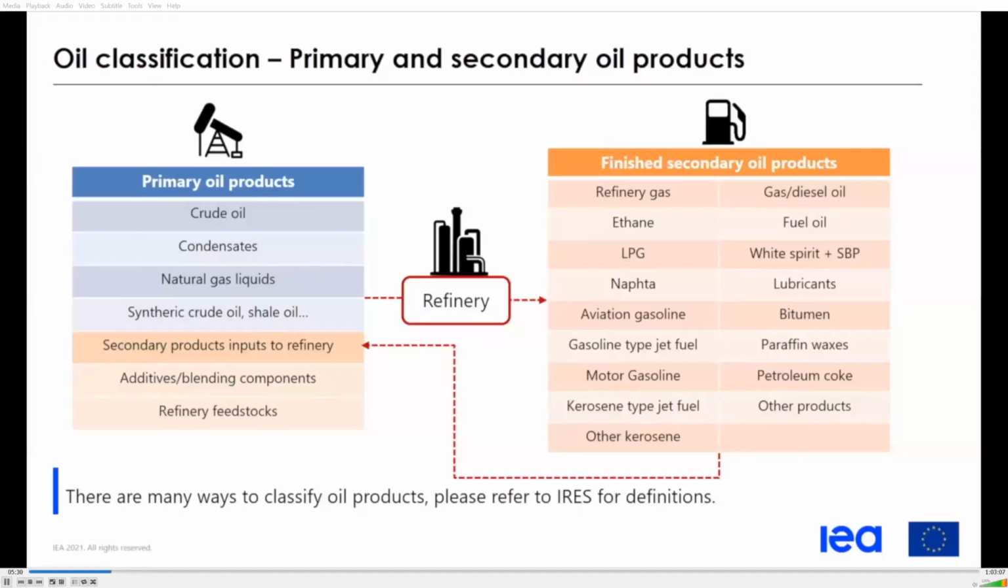On the other end of the refinery, we will see first of all some refinery gases that are part of the process, and then all of the products that we can find on the market today, such as naphtha, gasoline, diesel, fuel oil, lubricants, bitumen. And in our statistics, we try to focus on the quantity of those products that will be used for energy uses, of course.